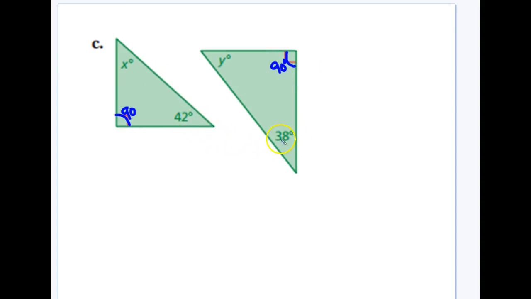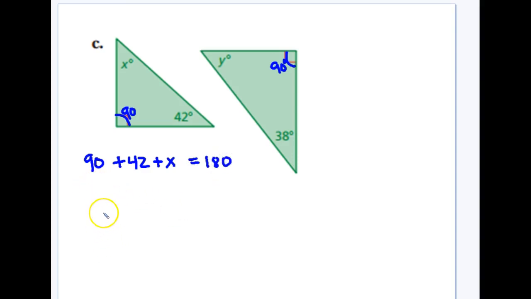This is 42 and 38. So I can pick one or the other, doesn't matter which one, and solve for x or y, and then I will be able to know if they're congruent or not. So I'm going to set the problem up, and you guys are going to solve it. So I'm going to take 90 plus 42 plus x, and it's going to equal 180. Go ahead and solve it.